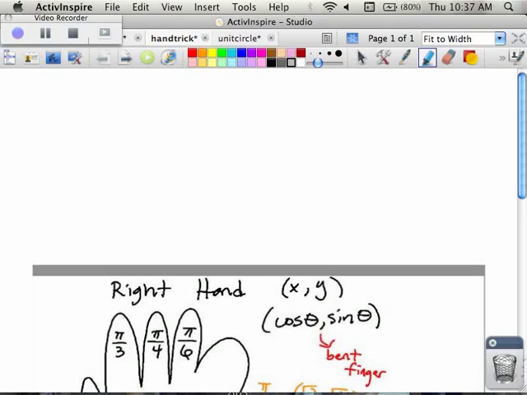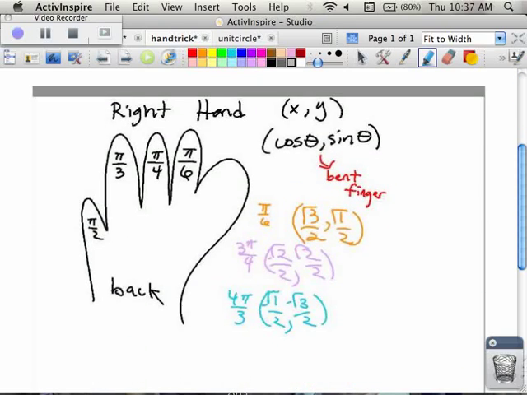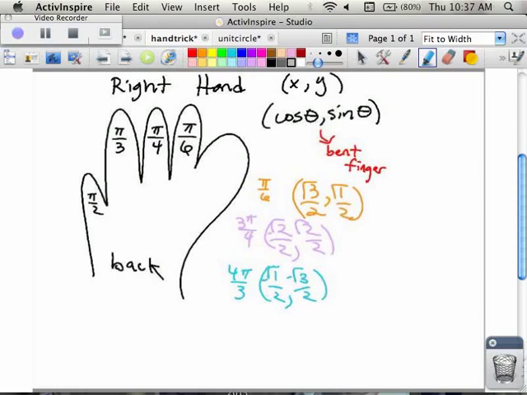So the hand trick that I learned from Mr. Katzenmeier and his exchange student is, if you look at the back of your right hand, remembering that when you're looking for coordinates, the first part's x, the second part's y. We've talked about how it's cosine and sine. The comma is representing your bent finger. So for example, if I wanted to talk about pi over 6, I would bend my pi over 6 finger, which is the ring finger. I would see 3 fingers to the left of the bent finger, 1 finger to the right. You put those numbers in your coordinates.